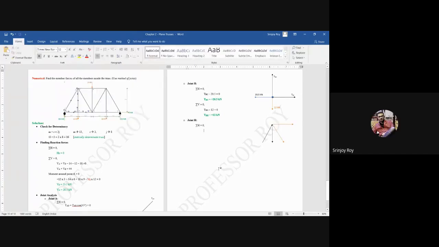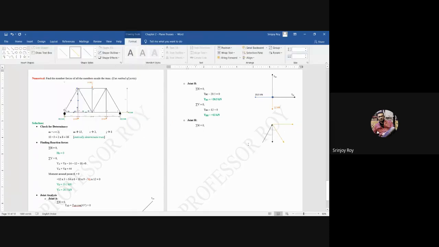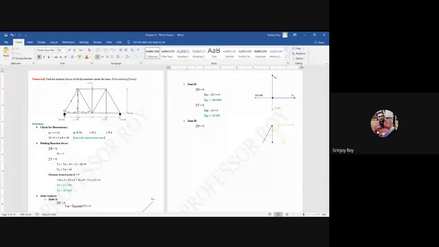And of this, as you can see over here, only these two forces, the red colored marked forces, are actually the things which are unknown to us. I'm denoting it with yellow color, because orange is already used for loading purpose.